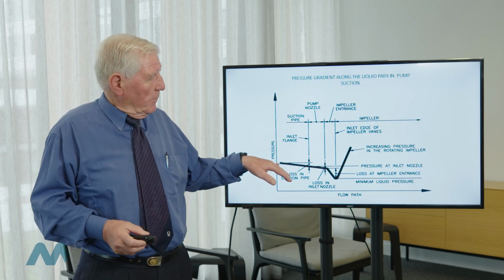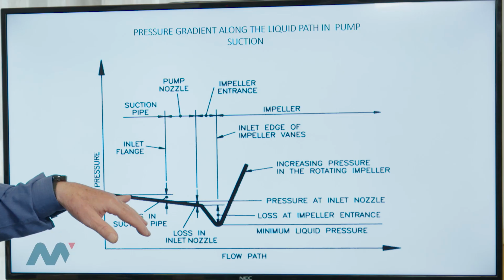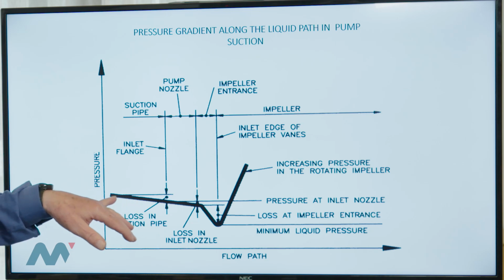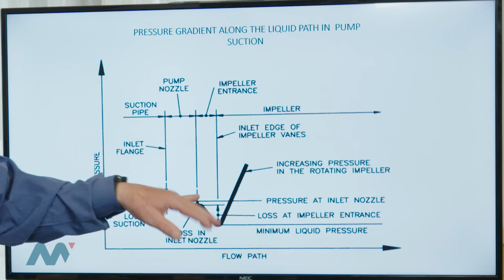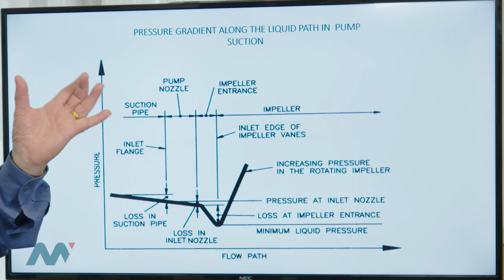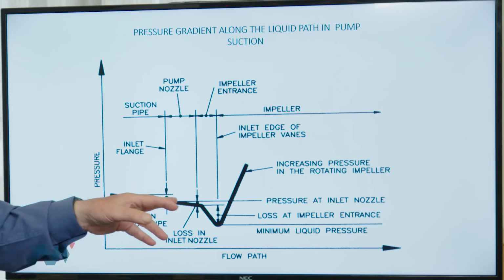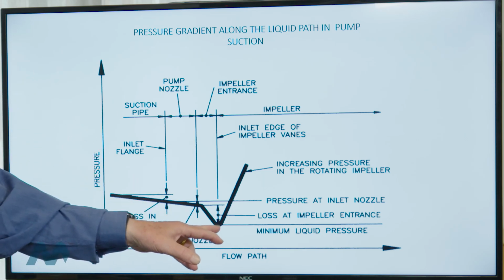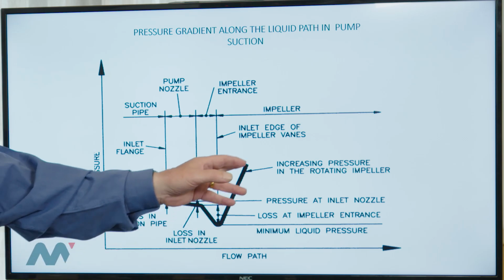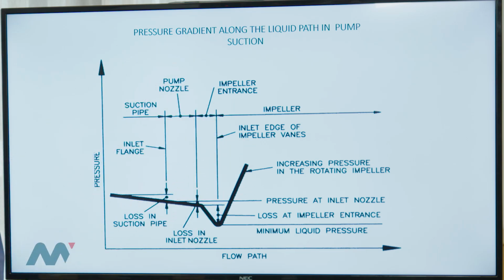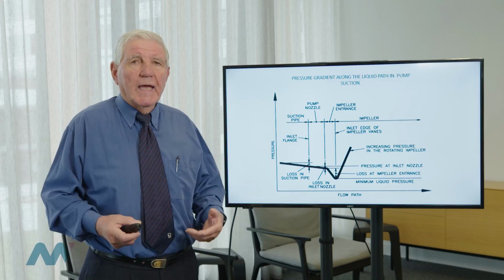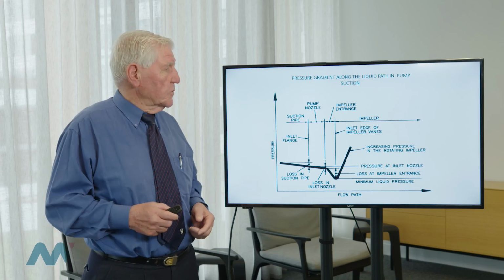This is a little bit more of an easy diagram to understand. Here is our loss in the pipe. That short section, that's a friction loss between the flange and the eye of the impeller. Here's our shock loss, and here's our increase in pressure due to adding energy from the vanes of the impeller.